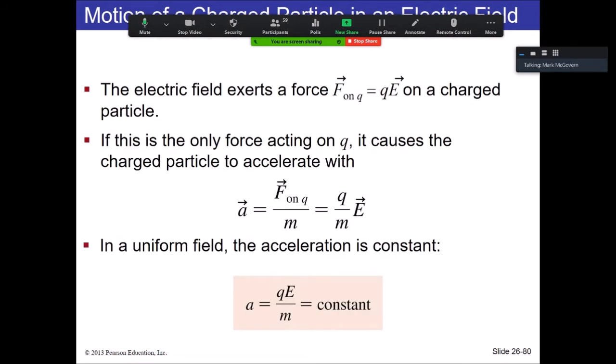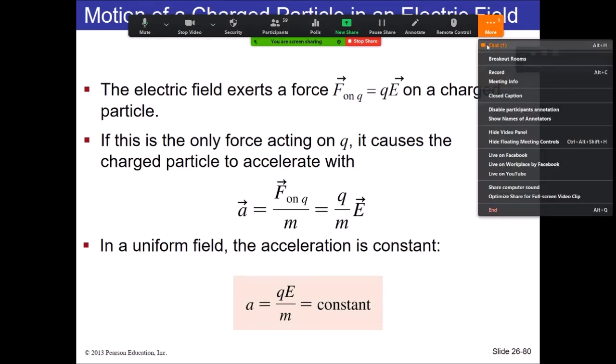The acceleration on a particle, now we just did this on a homework about a week ago, so you're familiar with this, but you divide by the mass.